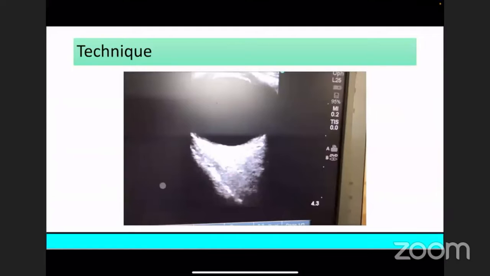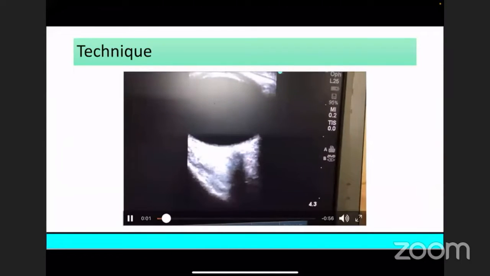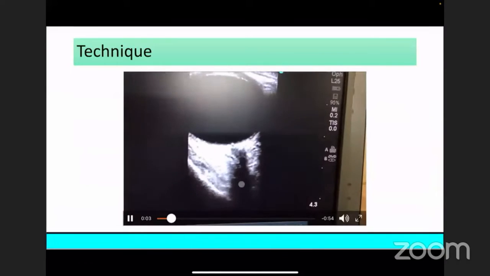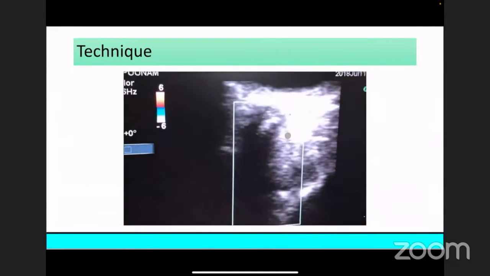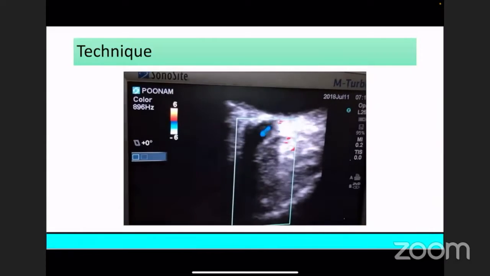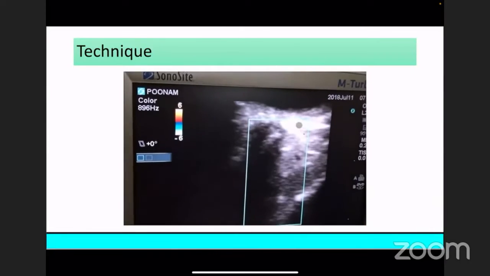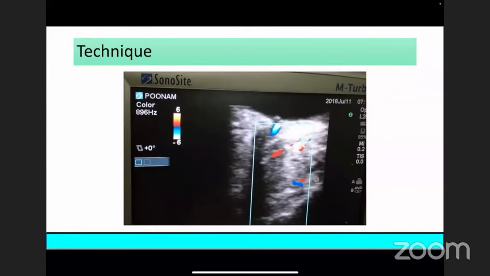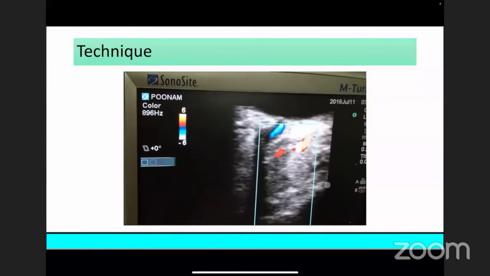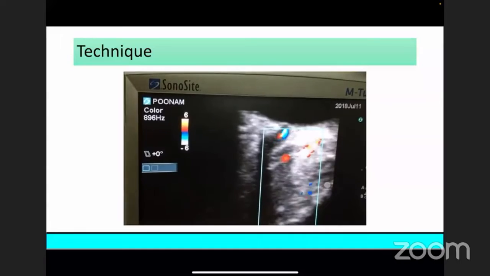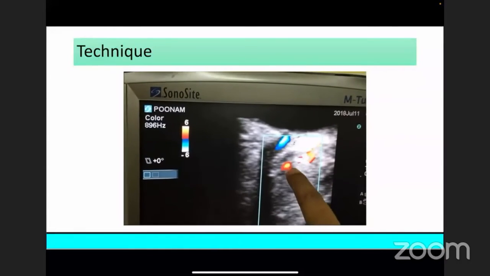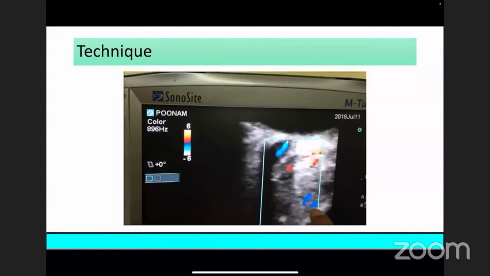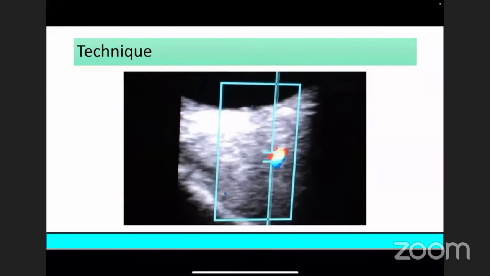Now, let's see this small video of how we need to do it. As I said, we need to focus on the optic nerve head like here, and then we put this Doppler window, and we can see the pulsatility of the flow in the anterior part of the central retinal artery. Here is the short posterior ciliary artery, and here is the ophthalmic artery. One by one, we put the cursor: this is the central retinal artery, this is the short posterior ciliary artery, and this is the ophthalmic artery.